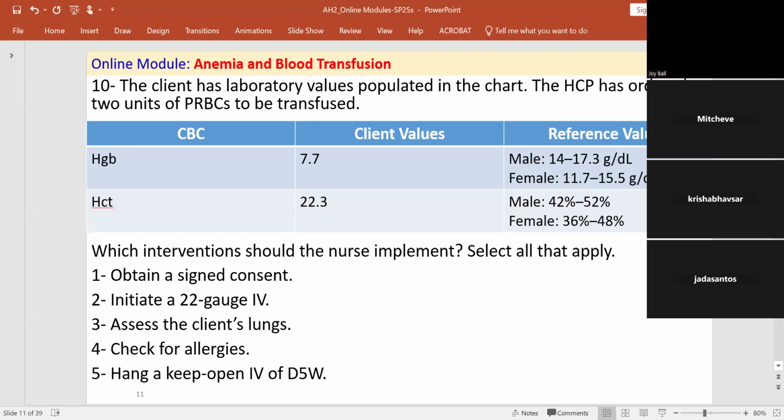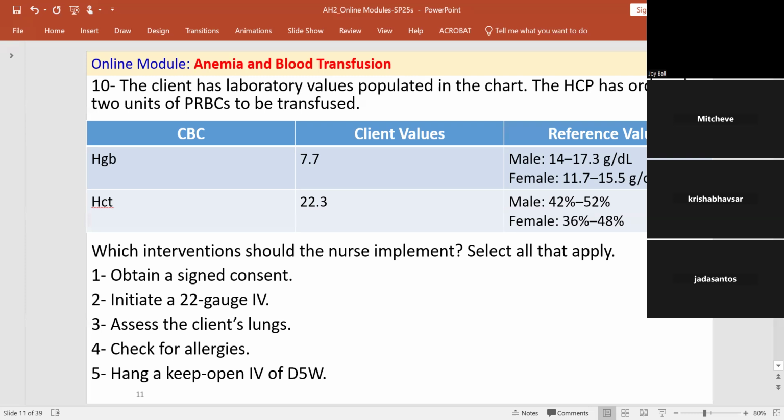In addition, we assess for the JVDs, we assess for peripheral edema, and as well as for any hepatomegaly for the right side failure. And number four, we check for allergies, and that's also an important, significant task, because when we administer any medication, we have to check for allergies, including the blood transfusion.